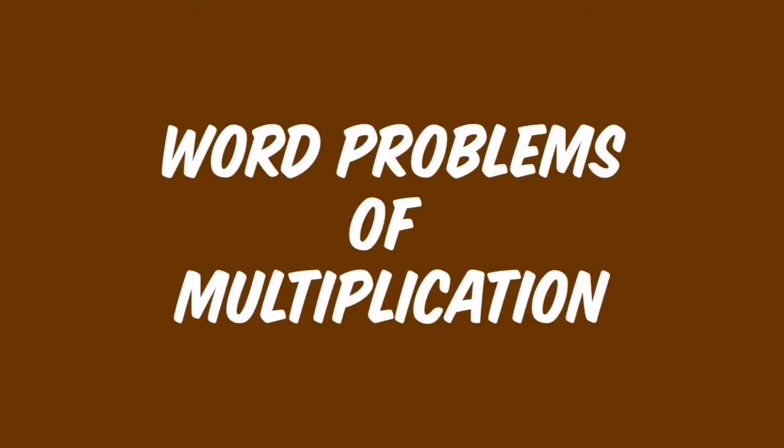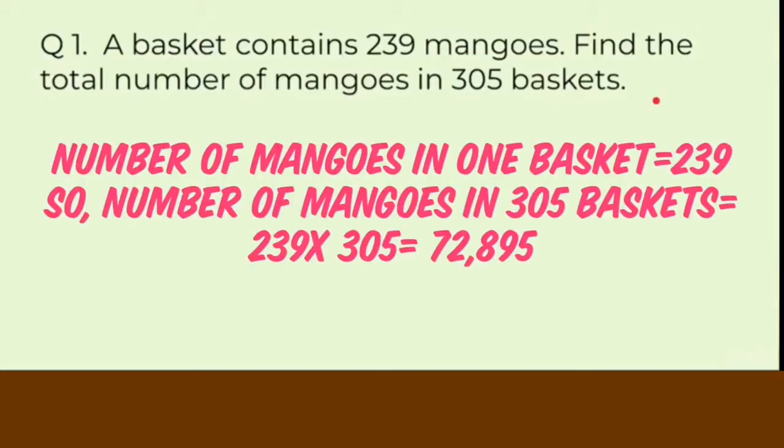Topic is word problems related to multiplication. Let us take an example. A basket contains 239 mangoes. Find the number of mangoes in 305 baskets. So if one basket contains 239, how many mangoes will be there in 305 baskets? So we have to simply multiply 239 into 305. So the total number of mangoes in 305 baskets is equal to 72,895 mangoes.